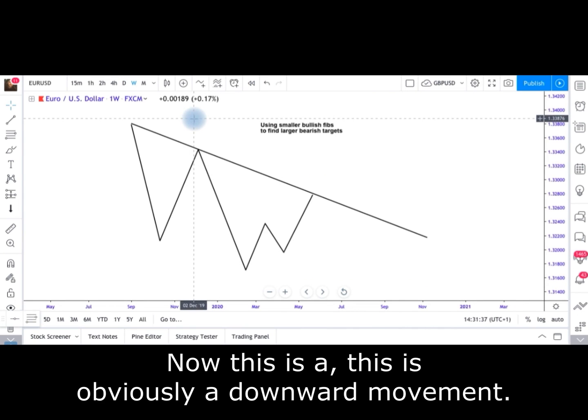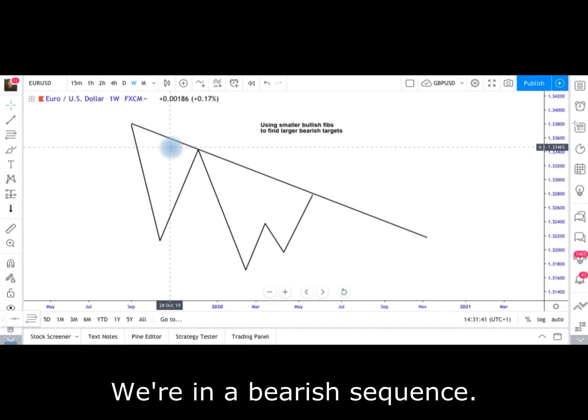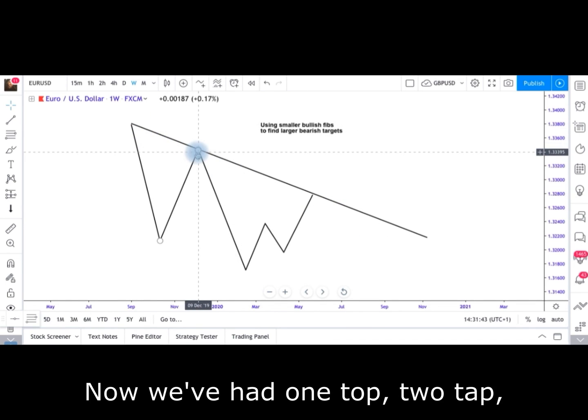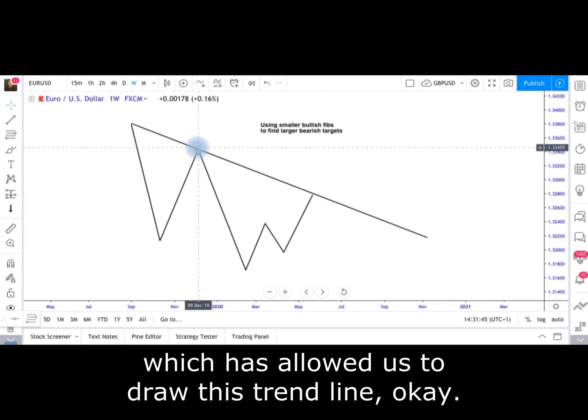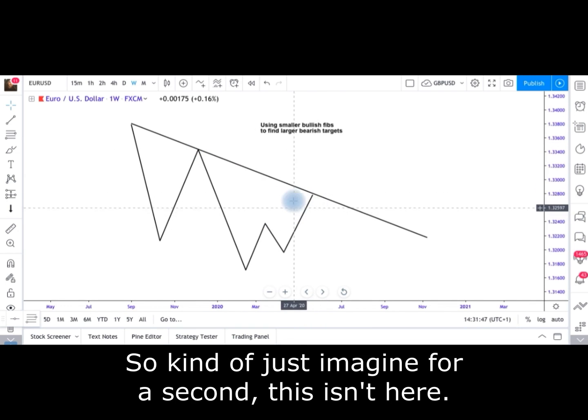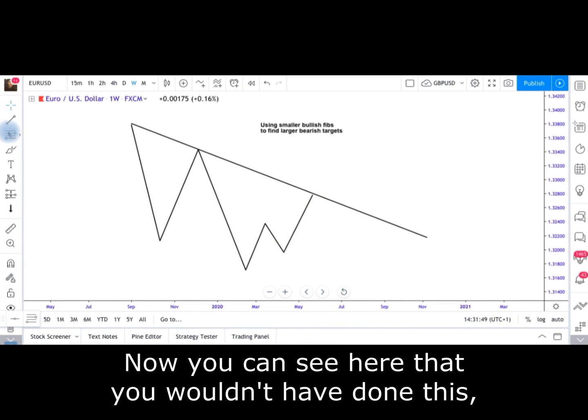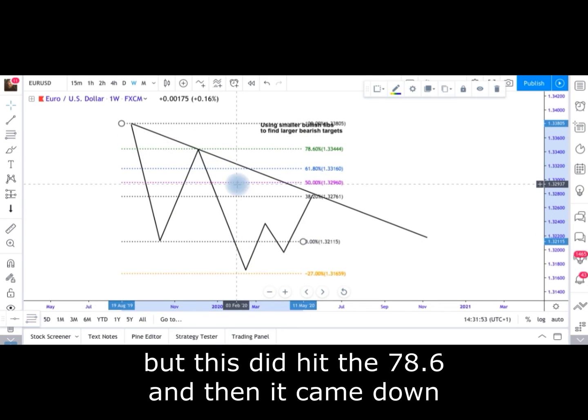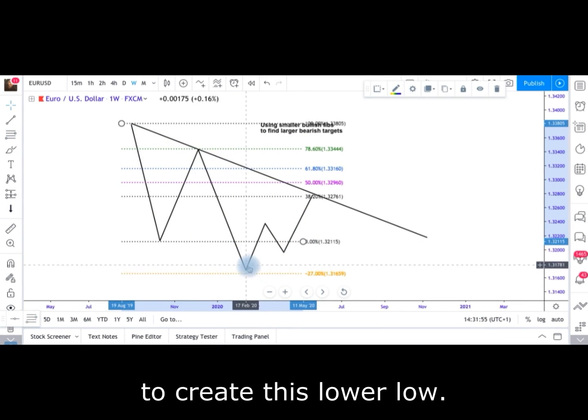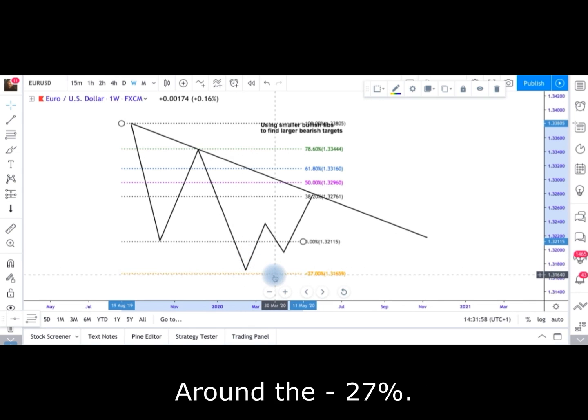Now, this is obviously a downward movement. We're in a bearish sequence. Now we've had one tap, two tap, which has allowed us to draw this trend line. Okay, so kind of just imagine for a second this isn't here. Now you can see here that we wouldn't have done this, but this did hit the 78.6 and then it came down to create this lower low around the minus 27%.